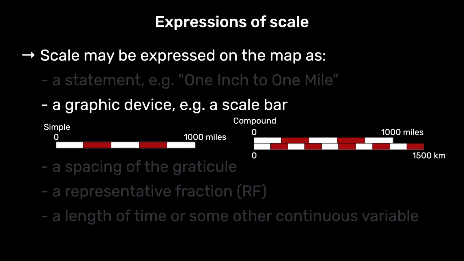Perhaps the most common, and this is what you'd be used to more than anything maybe, is a graphic device like a scale bar, where at one end of the scale you have a 0, and at the other end you might have a number that tells you the distance, with maybe some ticks or spacings in between that tell you how far these distances are on the map.